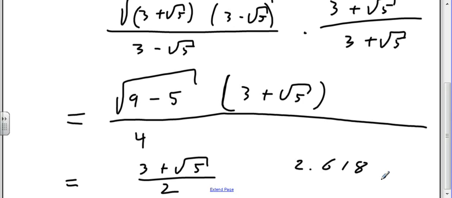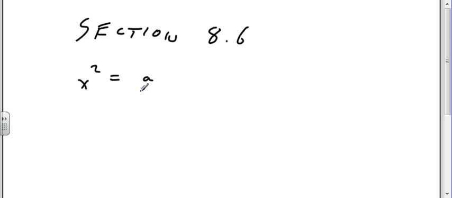All right. Now we're going to move on to section 8-6, and we're going to solve for x. That's our plan. We remember that if we have x squared equal to a, then x is going to be plus or minus the square root of a, because it could be either of those when I square it to get a back. So we're going to remember that on the side.